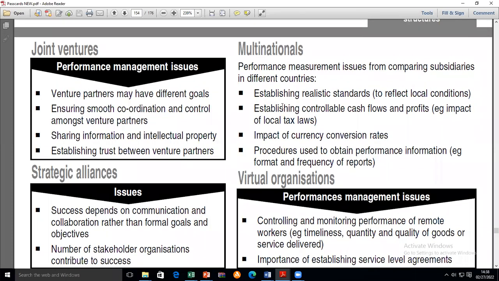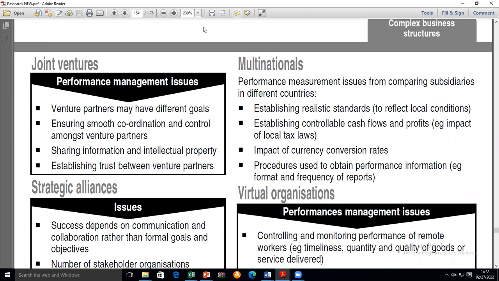Here we are. So we've got what we call non-traditional structures here. Now let's discuss them. Traditional organizations, how do they look? And why are these called complex? So in a traditional organization, normally we expect a single organization, with all people employed in that organization, isn't it?